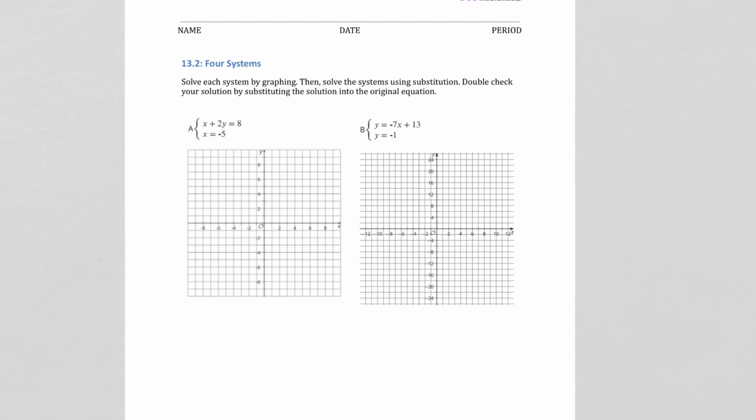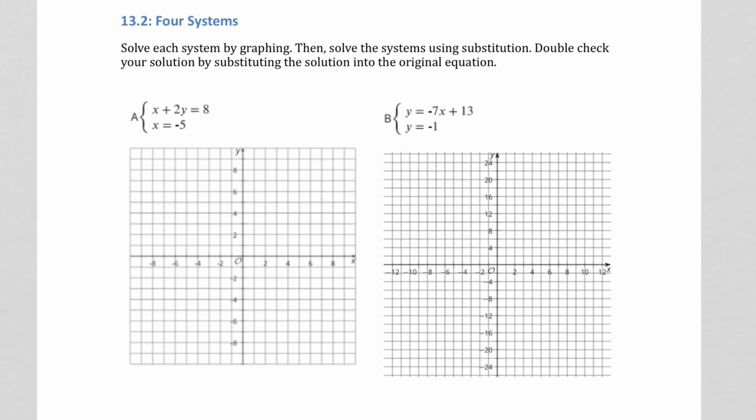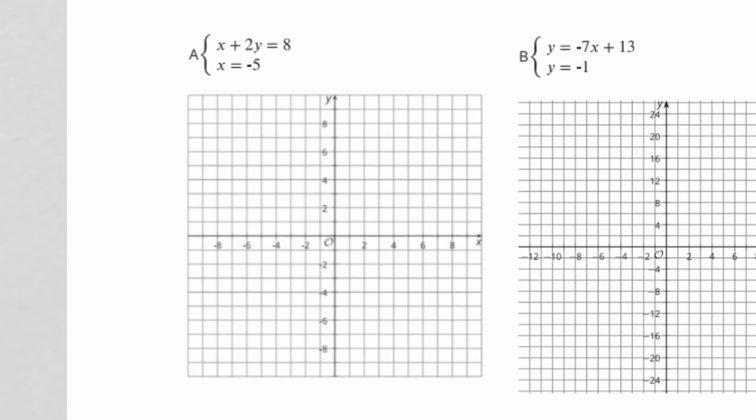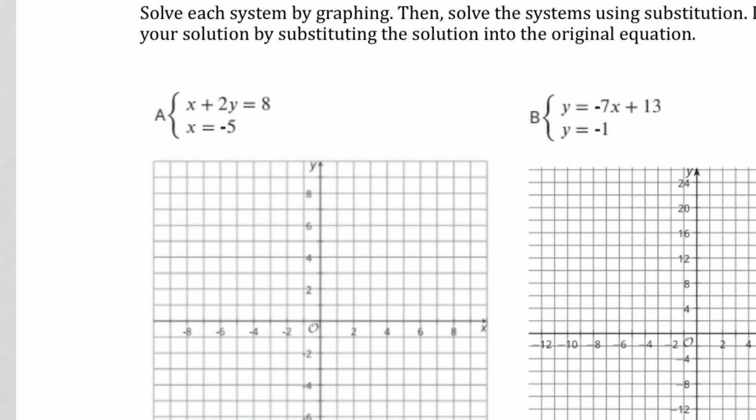All right, we have 4 systems here. We're going to solve each system by graphing. Then we're going to solve the system using substitution. So that's why you have a lot of space at the bottom. So what we're going to do first is graph it. Then I'm going to show you how to use substitution at the bottom. So, first one. How do I graph this equation?